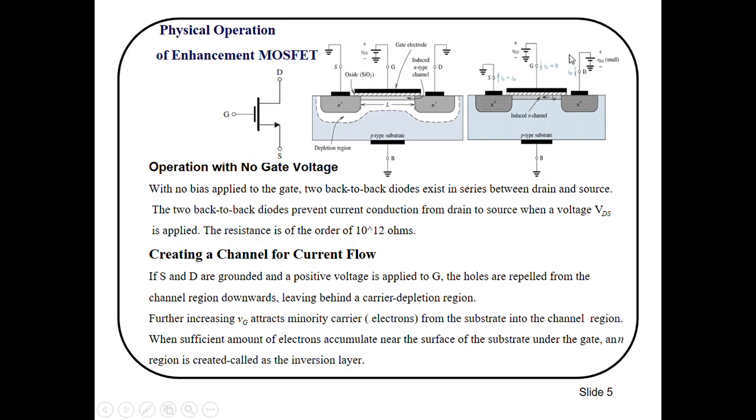But when we apply some drain voltage, having already applied the gate voltage, and our gate voltage Vg is greater than Vt, then when we apply this drain voltage, current starts flowing from drain to source. So this is the basic operation of an enhancement type of MOSFET. We first induce the channel and then we apply the drain voltage, and then the current flows between drain and source terminals.